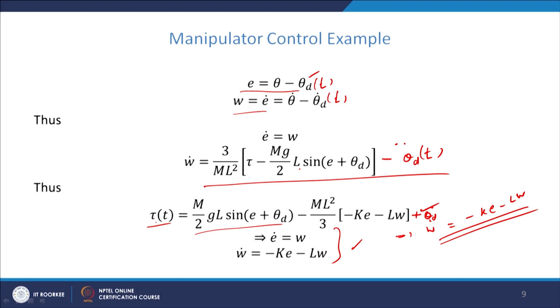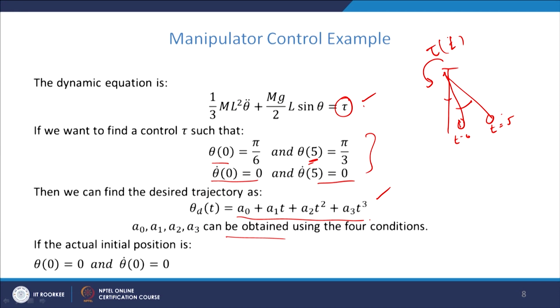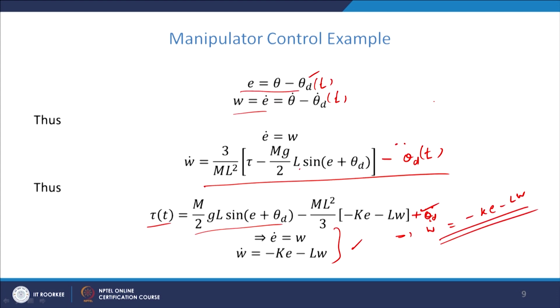In other words, it says that the tau which we have selected here will make the system, the pendulum, travel along this particular desired trajectory. As t progresses, the error between the desired trajectory and the actual trajectory will tend to 0. So, that is the meaning of this expression.